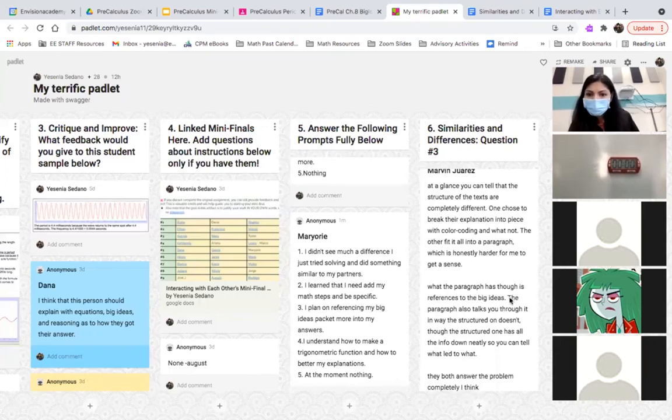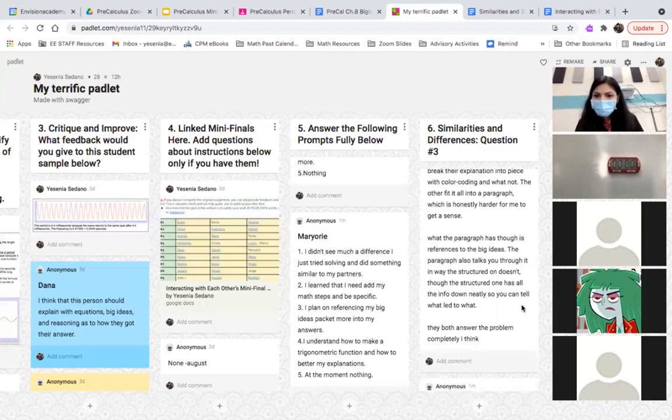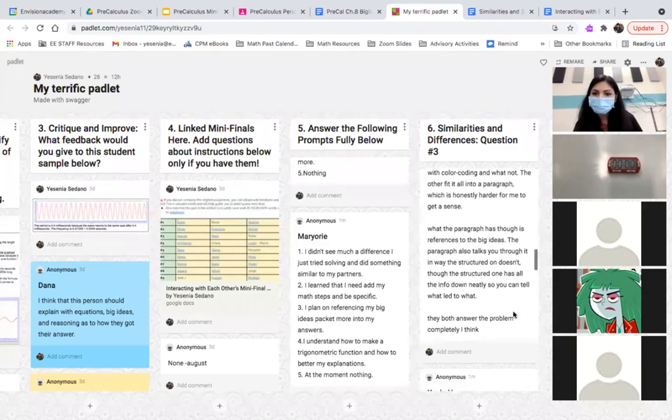Okay, whoa, okay, look at this. You could tell the structure of the text are completely different. One chose to break the explanation into pieces with color coding, and the other fit it all into one paragraph, which is harder for me to get a sense of. So the paragraph has thorough references to the big ideas. What the paragraph has is references to the big ideas, and the paragraph also talks you through the way the structured one doesn't. So there's pros and cons to the different ways that the students have written those both out. Both answer the problem correctly, completely, I think.